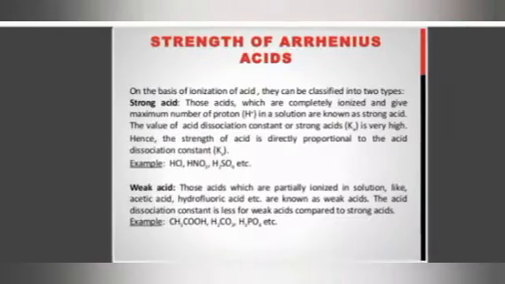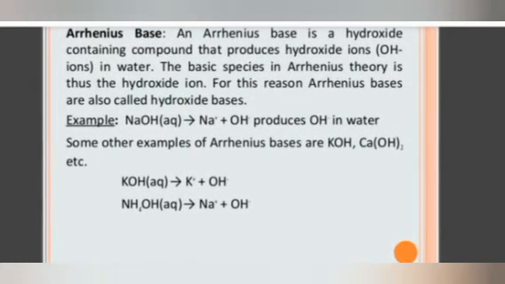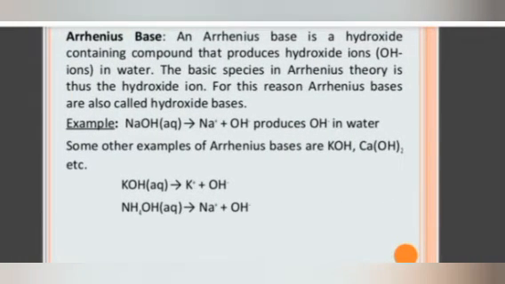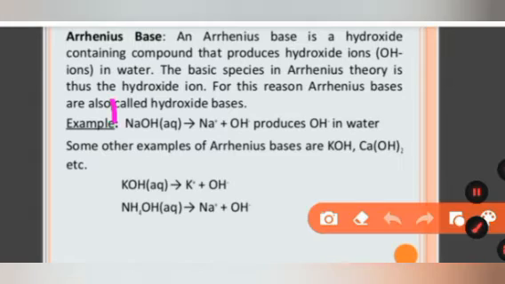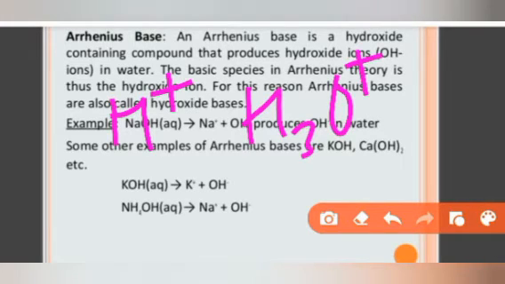Okay, so next is the Arrhenius base. An Arrhenius base is a hydroxide-containing compound that produces the hydroxide ion, OH-. The basic species in Arrhenius theory is thus the hydroxide ion. It means that Arrhenius acids are those compounds which give H+ or H3O+, and Arrhenius bases are those which give us the OH- ion.